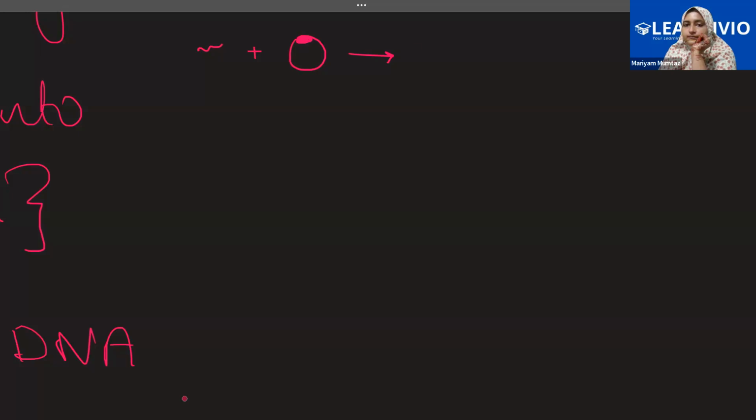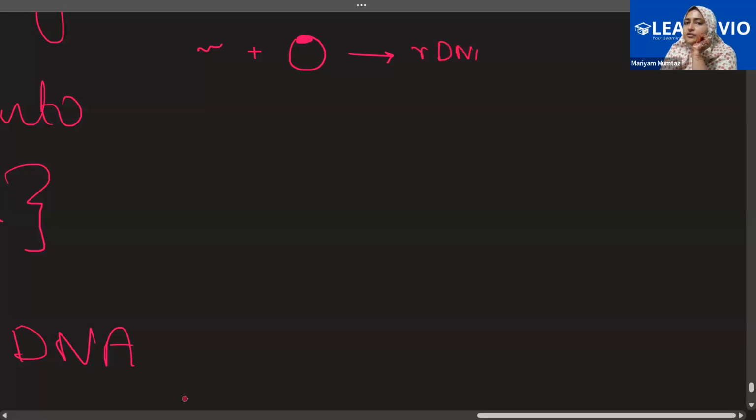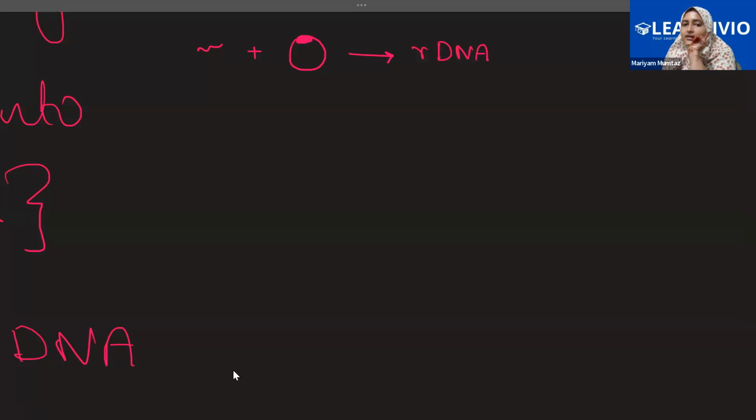Recombinant DNA. Rest of the students are also understanding, right? Those of you who are not answering in the class, you are understanding it, right? Sure. Don't hesitate to answer.